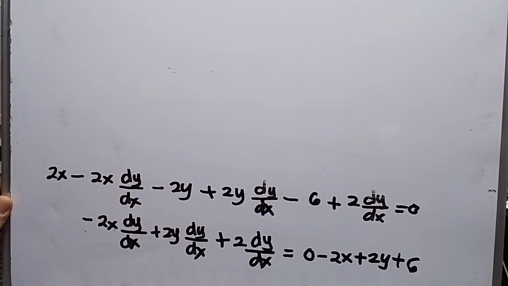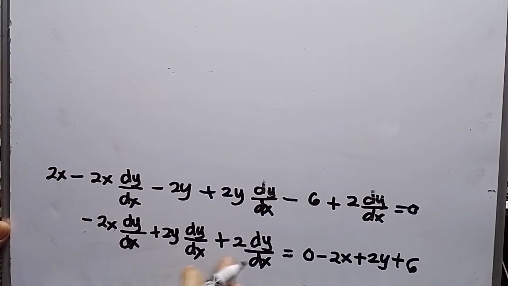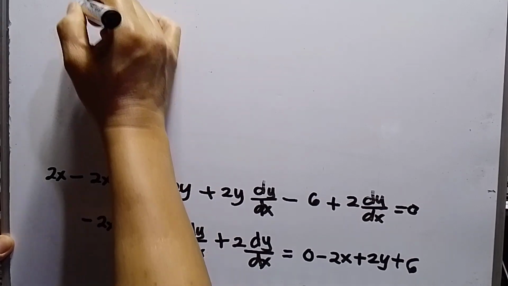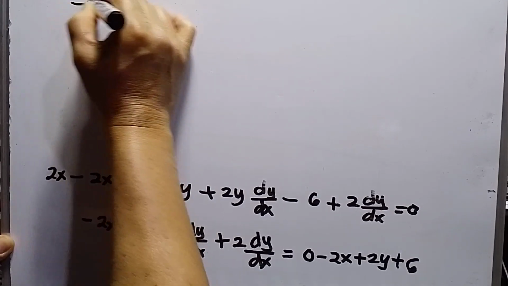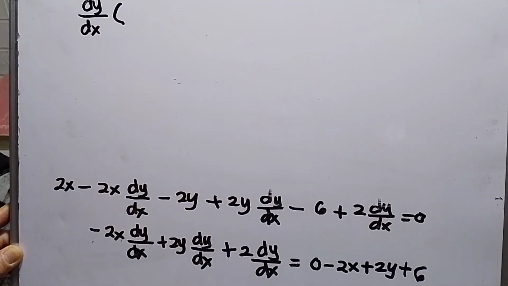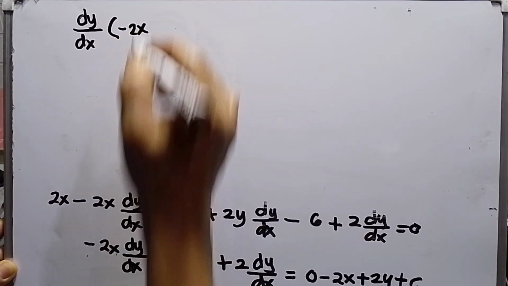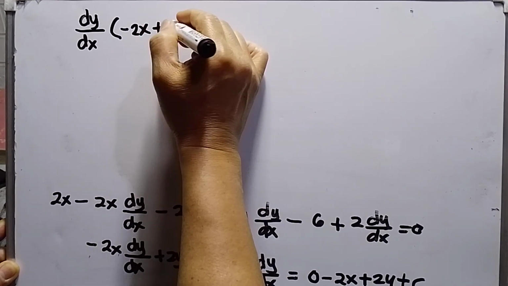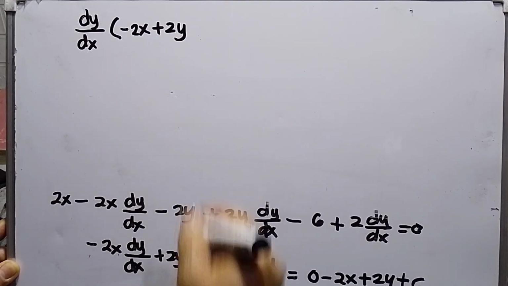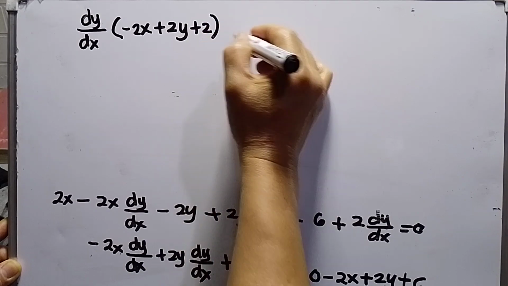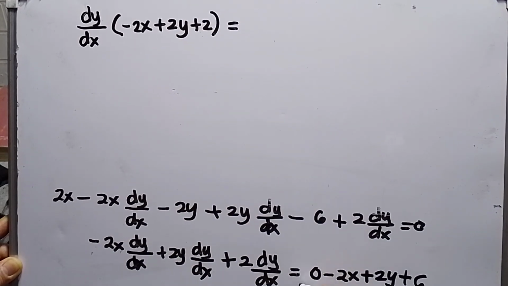Sorry for the inconvenience. So factor out dy dx. So this will be dy over dx. And then I need to put circle brackets. This will be minus 2x. Then this one plus 2y. Then plus 2 is equal to 0.